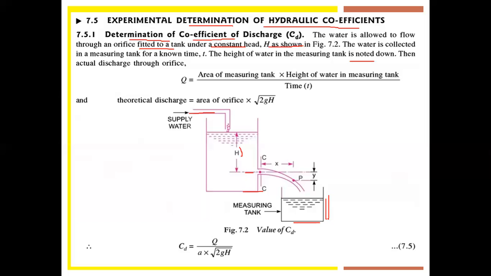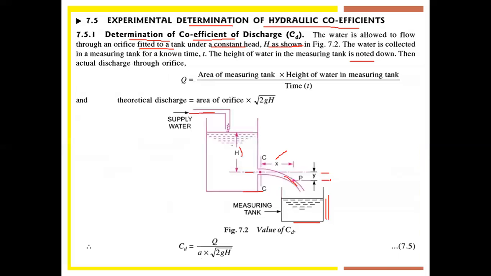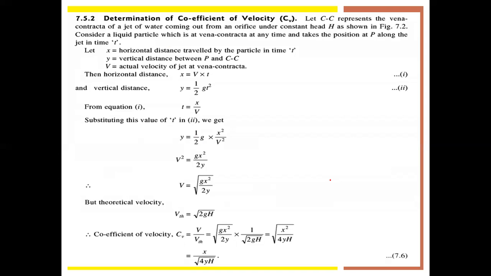Okay. So here, from the orifice the jet is falling like this. To a certain extent, x is equal to the horizontal length it is traveling, p is the point, and y is equal to the vertical downstream length. Okay, next. So this is the formula for determination of coefficient of discharge. Okay, next, determination of coefficient of velocity.